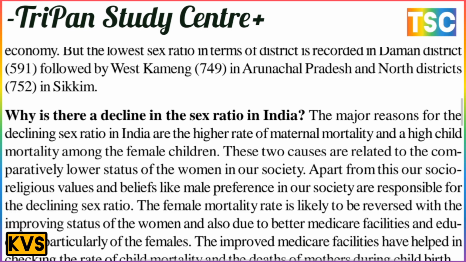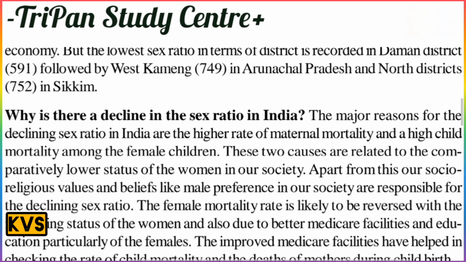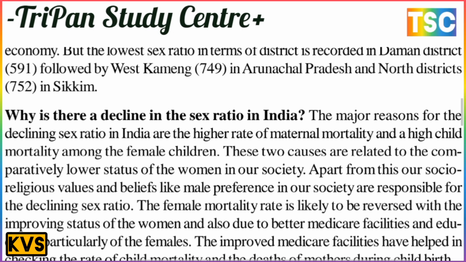The female mortality rate is likely to be reversed with the improving status of women and also due to better medical facilities and education, particularly of females. The improved medical facilities have helped in checking the rate of child mortality and the death of mothers due to childbirth. There is a most important reason for the decline in the sex ratio in India. This is a most important point here.